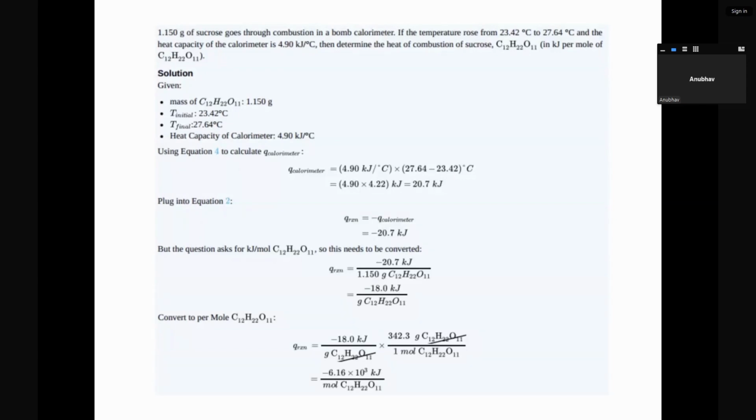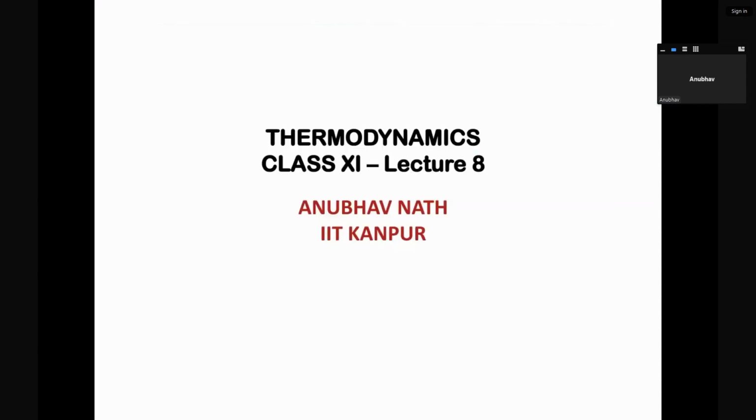And we saw how Q calorimeter, that is the heat gained by a calorimeter, is related to Q reaction, that is the heat of the reaction. Then we tried to calculate the Q reaction in terms of mole, just by dividing the amount of substrate present by the molecular weight of the substance. So now we will move forward to today's discussion.